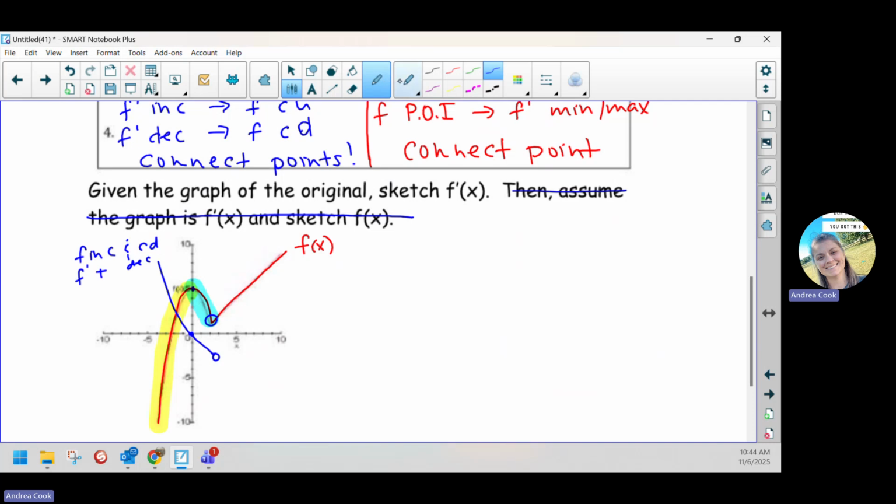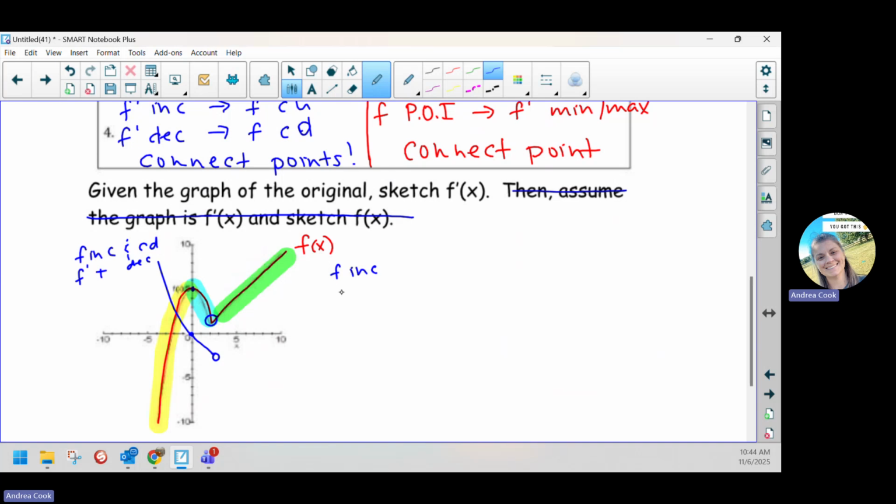Okay, and then the last section here, that graph is increasing, so f is increasing, but it doesn't have concavity. So if it's not concave up and concave down, that means that f prime is not increasing or decreasing. It's just going to be flat. Which should make sense because the derivative of a line is the slope of that line.